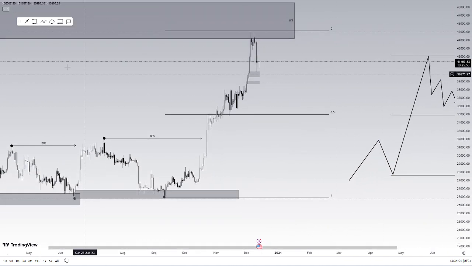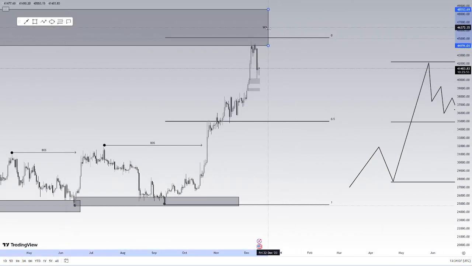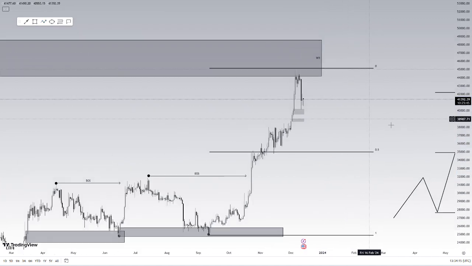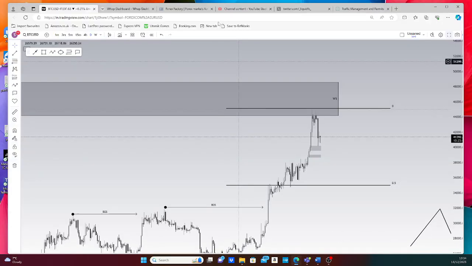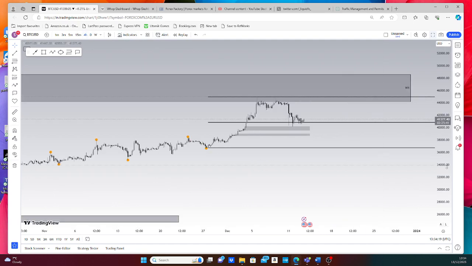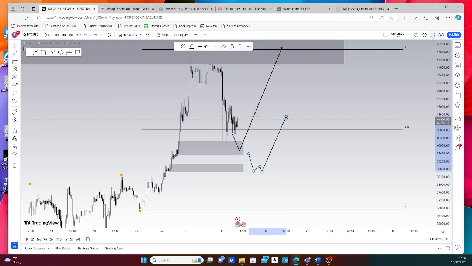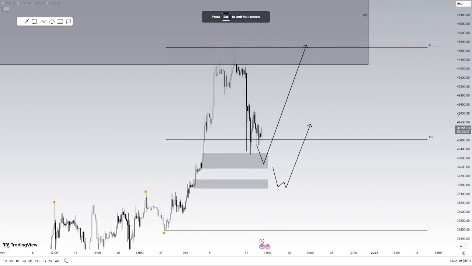So from here, there's two things that could happen. If we see a sustained bearish break from here, we could head down into discount levels before continuing higher. Or, like the four-hour suggests, we could just see price bounce off one of these POIs, either this one or this one over here.